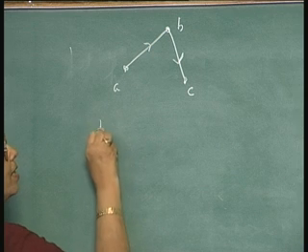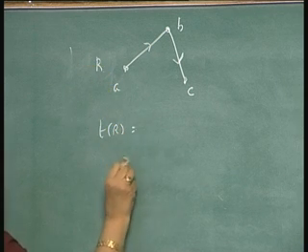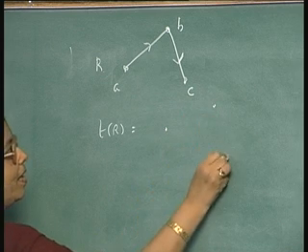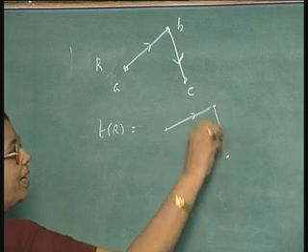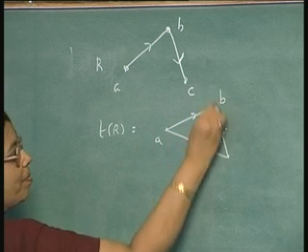So, what is the transitive closure of R? This is R, and what will be the transitive closure of R? Whenever there is a directed path, you have to add the arc. So, the transitive closure will be this.